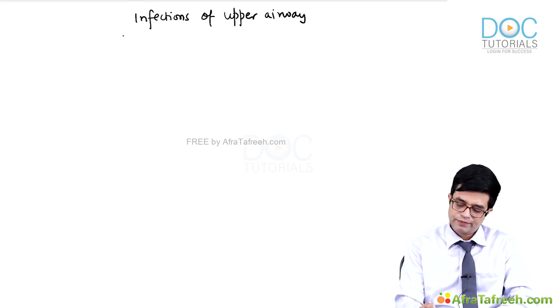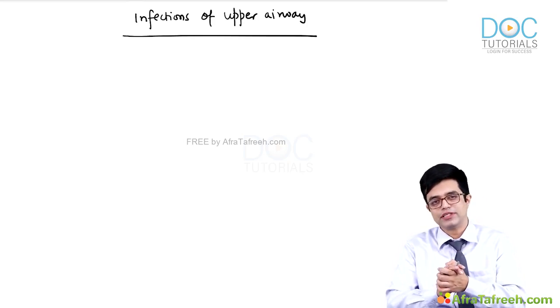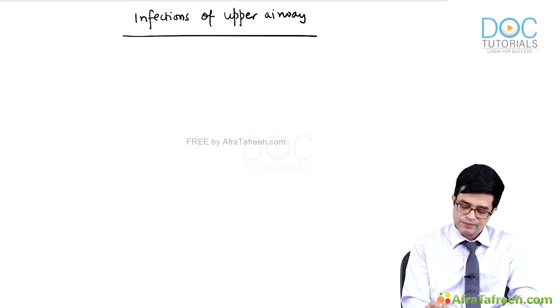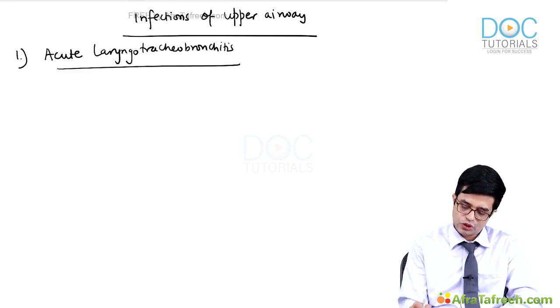Quickly we move to the infections of the upper airway. So after the congenital part is over, we move to infections of the upper airway. In infections of the upper airway, you have two evergreen topics, croup and epiglottitis, always asked in exams. So the first one is acute laryngotracheobronchitis. In short, it is also written as croup.